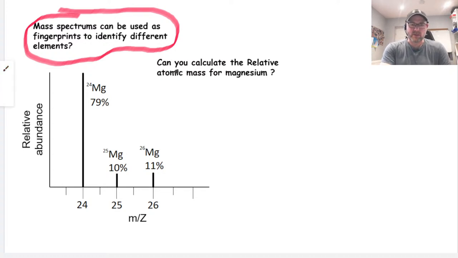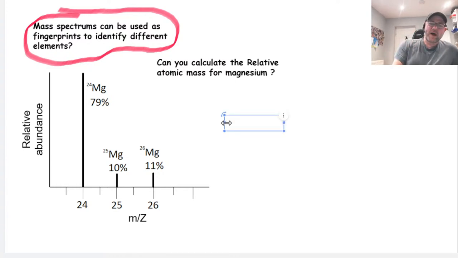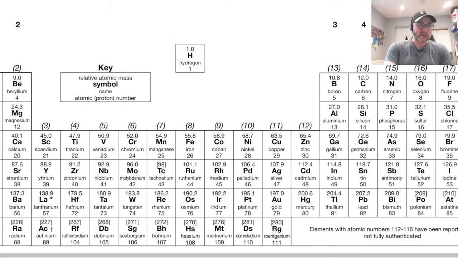I won't get you to do this one for magnesium, but if we do that, you'll find that unlike GCSE, magnesium is not exactly 24. In fact, most of the elements aren't whole numbers. Let's just have a quick look, because of the fact that they exist as isotopes. Look at this periodic table.